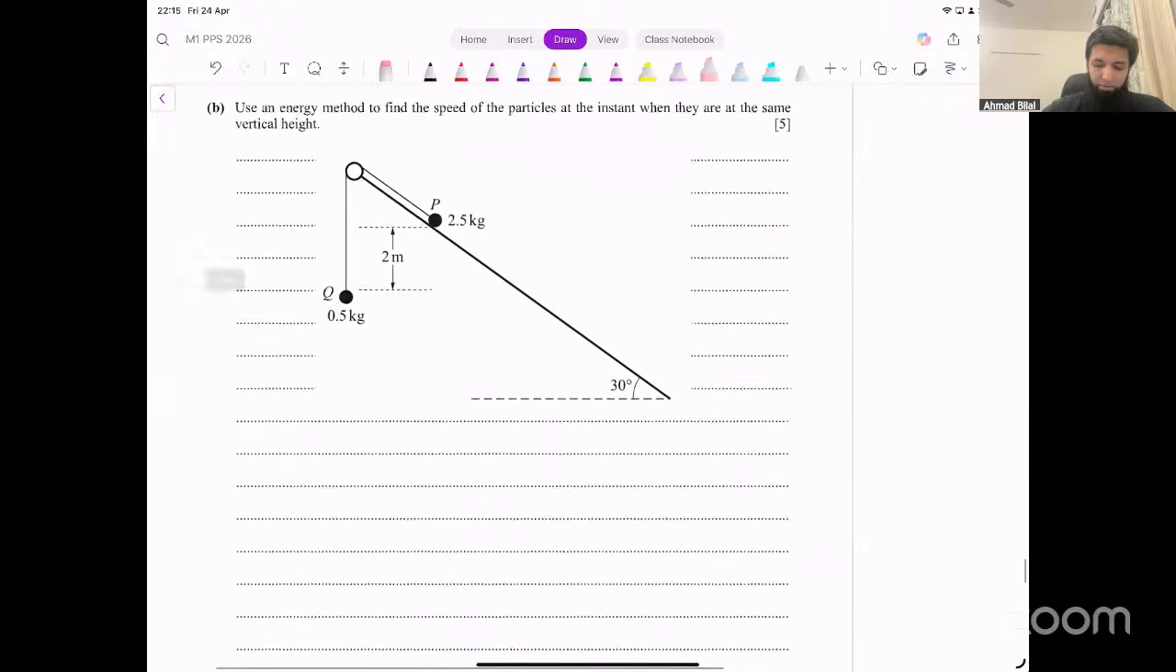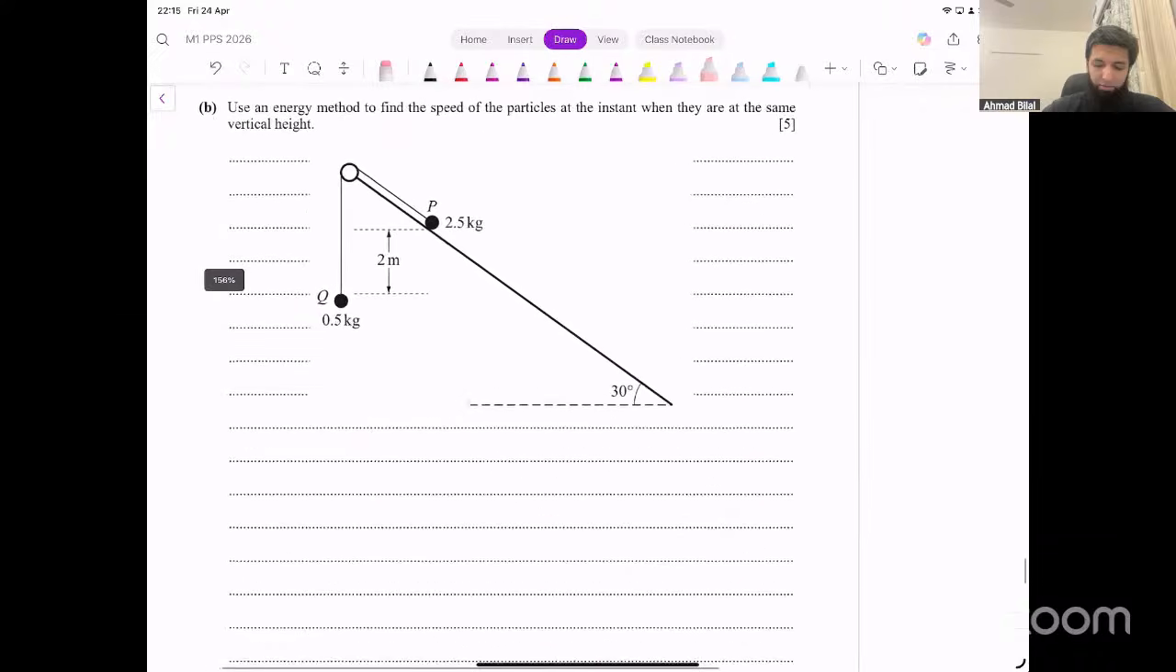All right, so let's look at part B. Use an energy method to find the speed of the particles at the instant when they are at the same height. Now, what happens is P is moving down the plane and Q is moving up the plane. The total distance between the vertical heights is 2 meters.